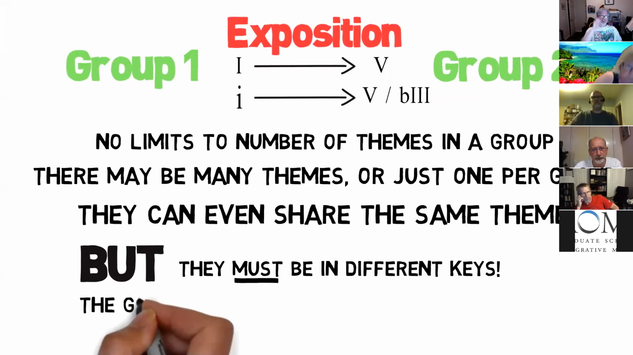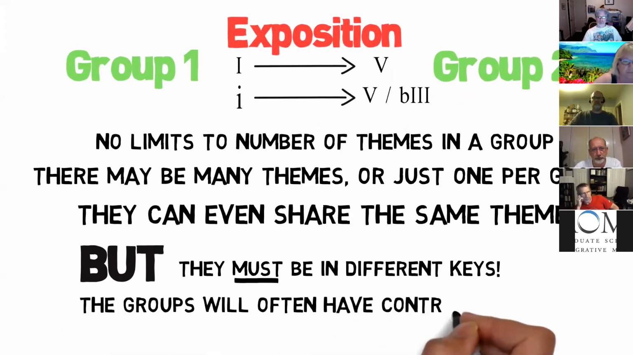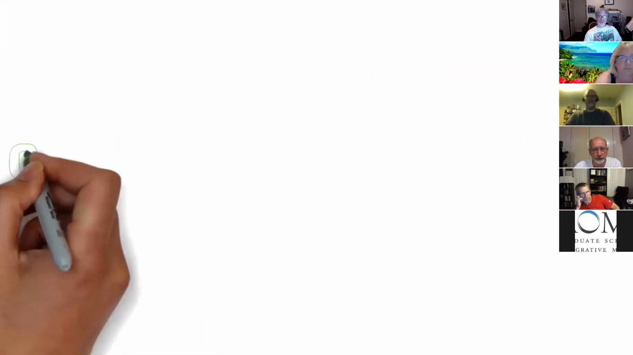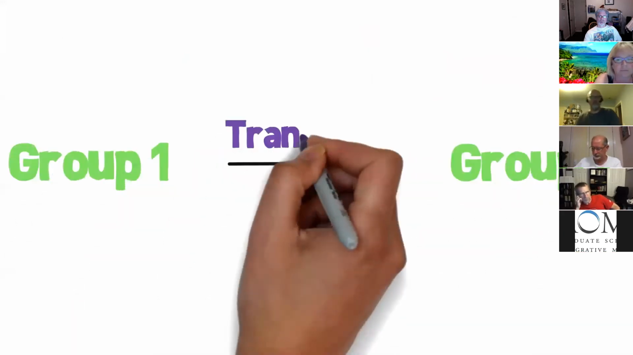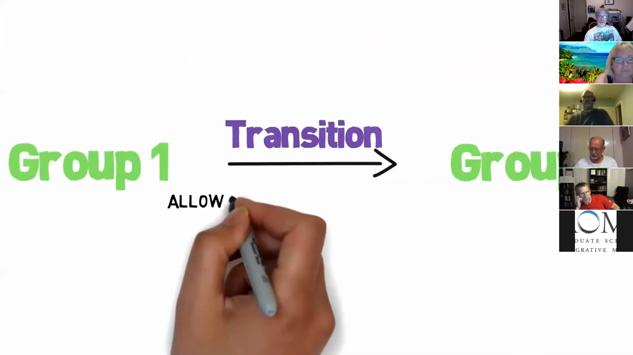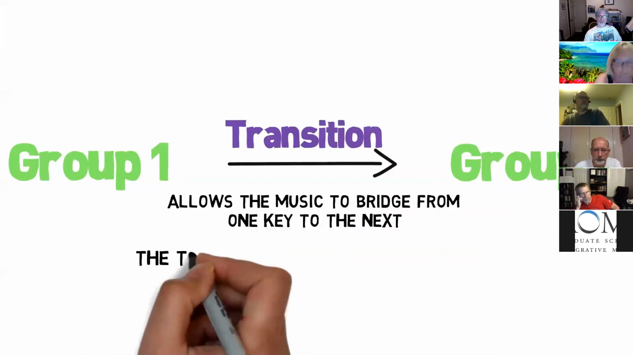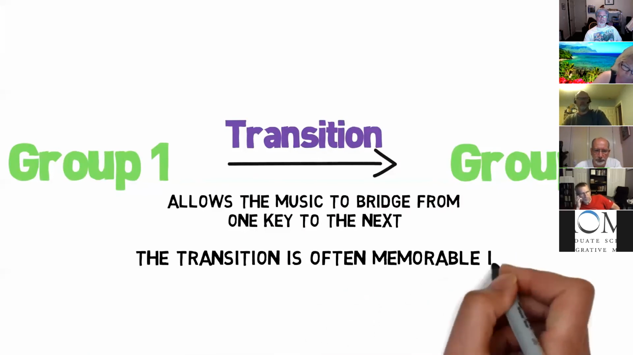These two groups will often have very contrasting themes or moods, though that's not a necessity for sonata form. However, it can definitely make the drama more interesting. These two groups are normally connected together by a transition passage, which allows the music to transition or bridge from one key to the next, and this transitional material might be memorable or interesting in its own right.